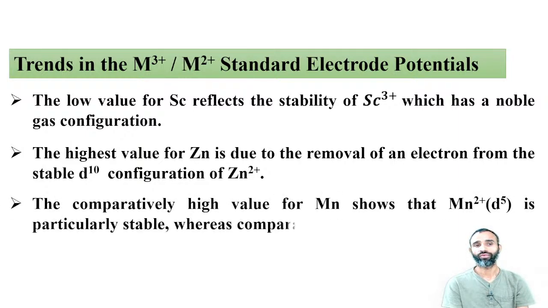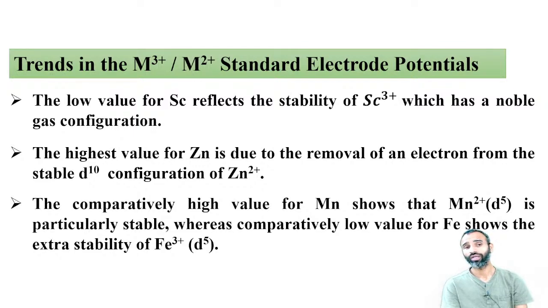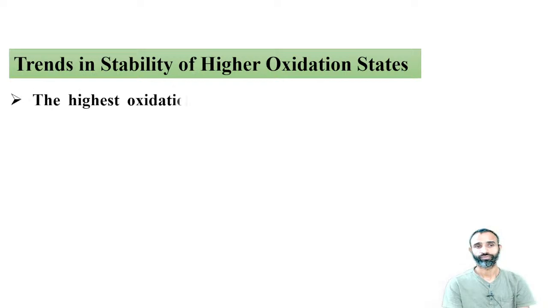Comparatively high value for manganese, because Mn2+ is particularly stable. Iron 3+ has extra stability, so it has low value. Yes.